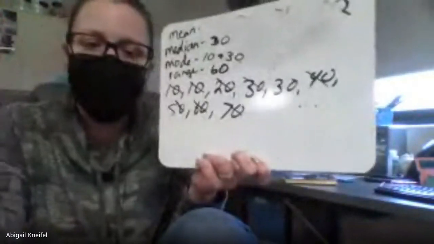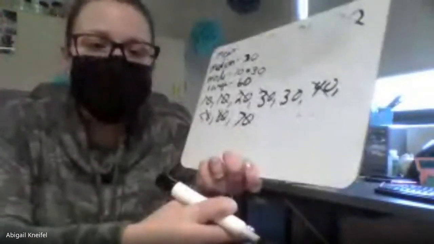And now the last part, the hardest, we have to add them all up and divide by 9 because there are 9 total. So 10, 10, 20 is 40. 30, 30 is 60. So our first 5 numbers equal 100. Then we have another 40 and 60, which is another 100. And then we have 70 and a 50. So your total should be 320. 320 should be your total for all 9 added.